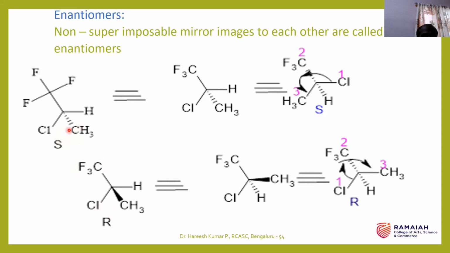How can you find that this is the S configuration? If you want to find the S configuration, you have to convert it into this form. I think you can see CF3 is there.